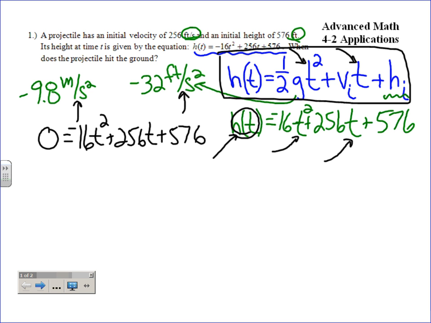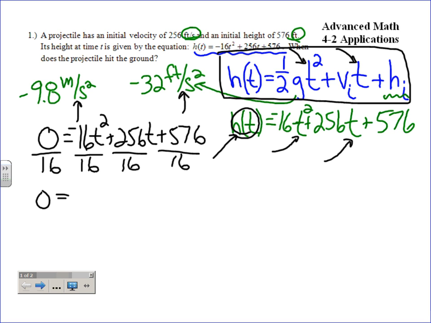But isn't there something I could do before that to make the number smaller? Does everything divide by 16? Does it? Let's find out. Well, 16 obviously does, right? 256 does, because that's 16 squared, right? How about 576? Does that divide by 16? Does it? Perfect. Okay, so let's divide everything. And when we say everything, we mean everything, right? So 0 divided by 16, that's 0.